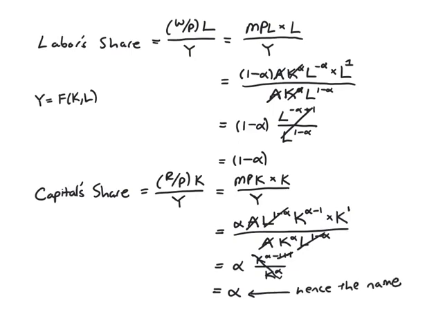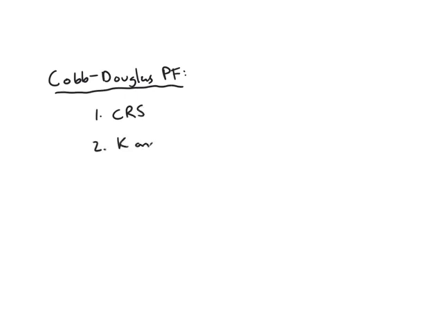So let's summarize. With our Cobb-Douglas production function, we noted 3 important things. First, it is constant returns to scale. Second, K and L are complements. And lastly, capital and labor each have constant factor shares. So we could just summarize that as factor shares are constant.